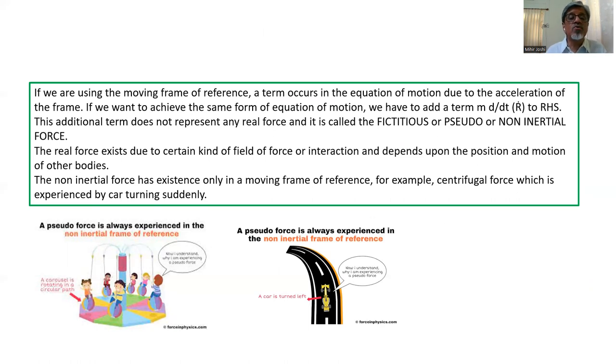The real force exists due to a certain kind of field of force or interaction and depends upon the position and motion of other bodies. The non-inertial force has existence only in a moving frame of reference. For example, centrifugal force, which is experienced by turning cars suddenly. We have shown here two pictures. A car is moving very fast and making a turn, then the centrifugal force is experienced. Even in the merry-go-round, whenever it moves, the centrifugal force is experienced. These are examples of pseudo forces.